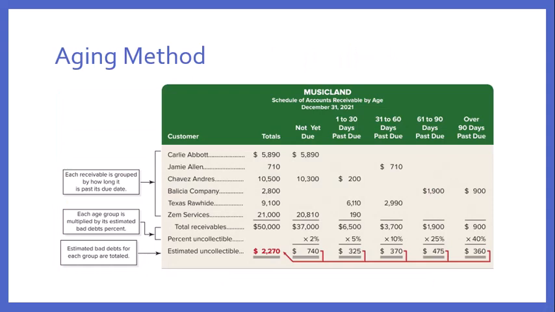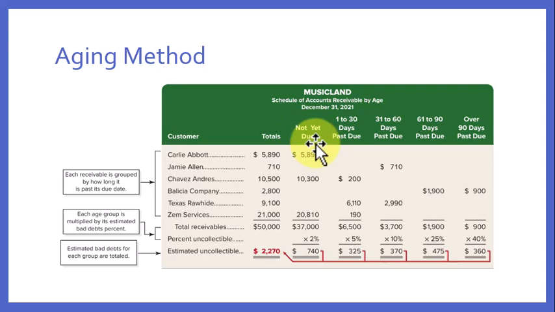Okay, so here we are going to look at the aging method. What you see here is an example of an aging schedule. And again, this is a form of the percentage of receivables method, but rather than applying a single percentage to the total accounts receivable, we're going to evaluate the likelihood of collectability based on the age of the receivable. So the first thing that we have to do is group our receivables into buckets based on their age. The first bucket for the receivables are going to be those that aren't yet due. Maybe we just sent those invoices out.